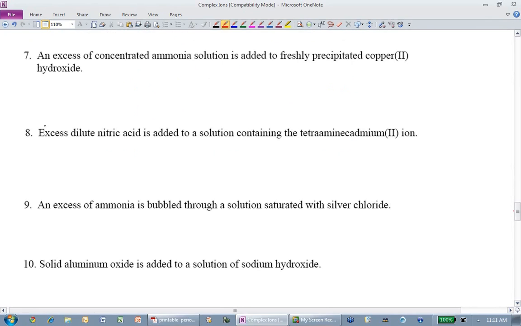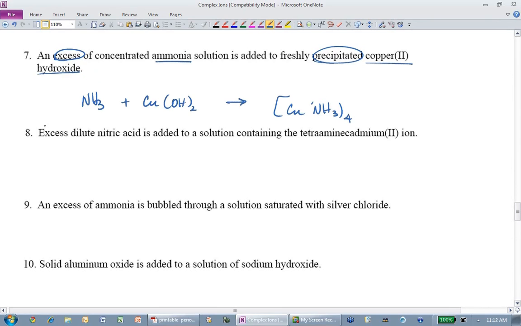An excess of concentrated ammonia solution is added to freshly precipitated copper 2 hydroxide. So that's an easy one to start with. Ammonia, copper 2 hydroxide requires 2 hydroxides. So what's going to happen? Well, we're going to make Cu(NH3)4. I'm just going to swap this out and release the OH-. So it's almost like a single replacement reaction going on here.